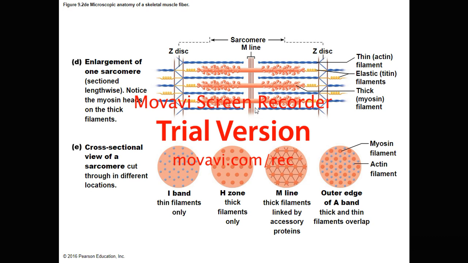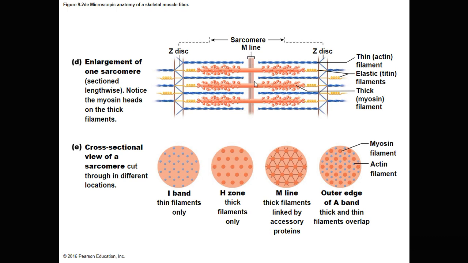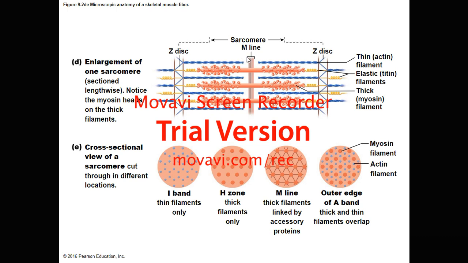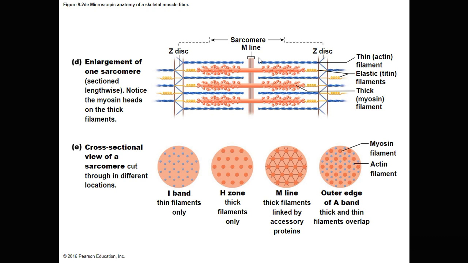And this is just showing you a sarcomere. I'm sorry, it's an entire A band flanked by half of an I band on each side. An A band flanked by half of an I band on each side. That's a sarcomere.